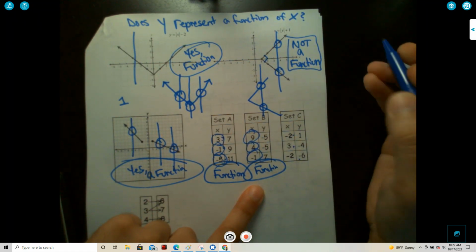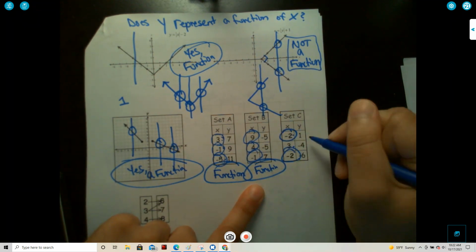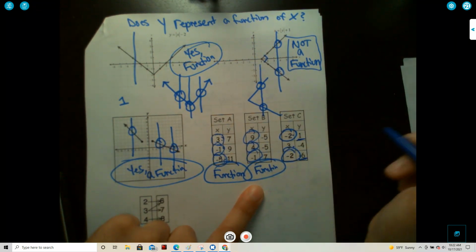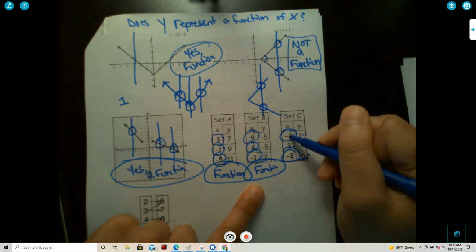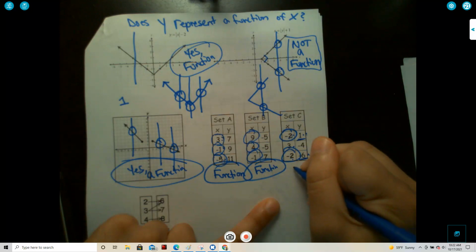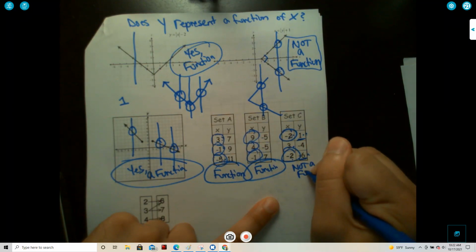-2, 3, -2. -2 is repeating and giving us an output of 1 and an output of -6. Can't have 2 outputs for the same input. So -2 is repeating, so that would be not a function.